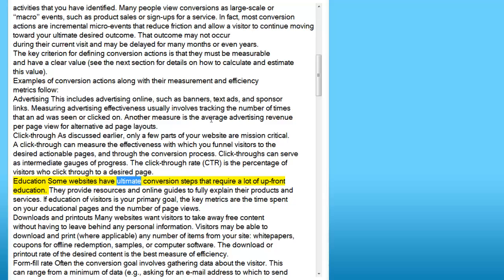Education: some websites have ultimate conversion steps that require a lot of upfront education. They provide resources and online guides to fully explain their products and services. If education of visitors is your primary goal, the key metrics are the time spent on your educational pages and the number of page views.